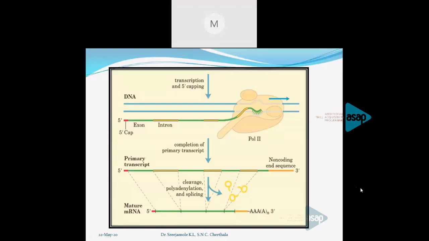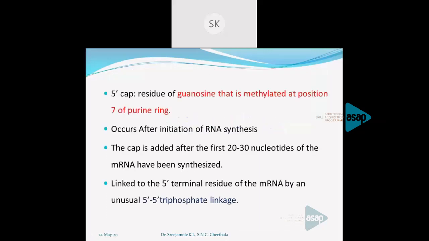So after that, it goes through some modifications like cleavage, polyadenylation, and splicing. The first process of RNA processing is the addition of the 5' cap. So what happens during 5' cap addition?